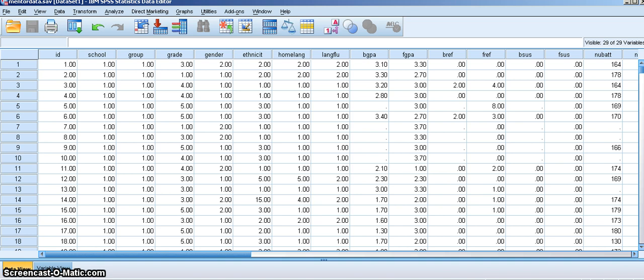So for example, if we have final GPA, we can use our beginning GPA to predict that final GPA. So in this case, the beginning GPA is going to be the predictor, and the final GPA is going to be our outcome or predicted variable.